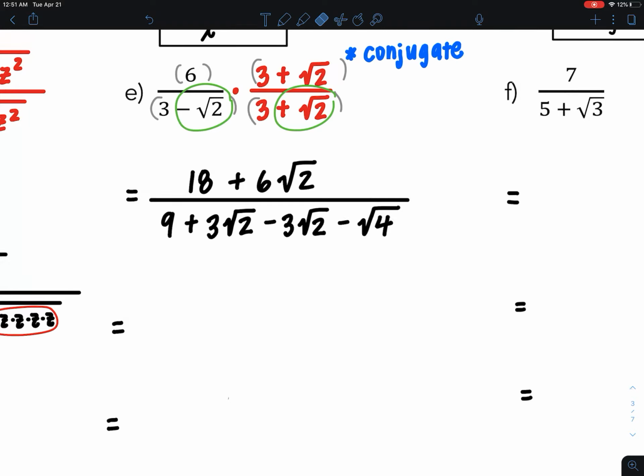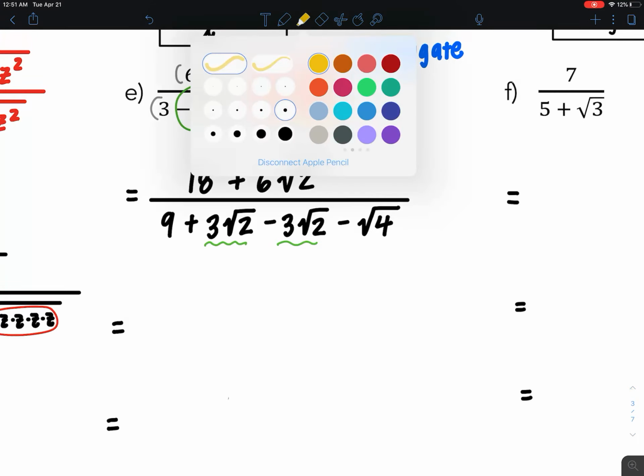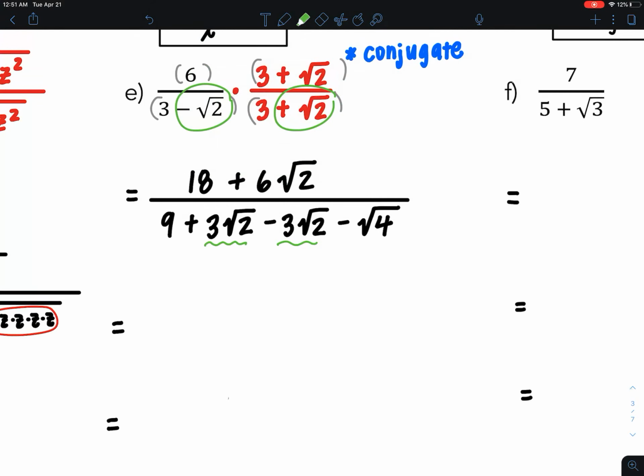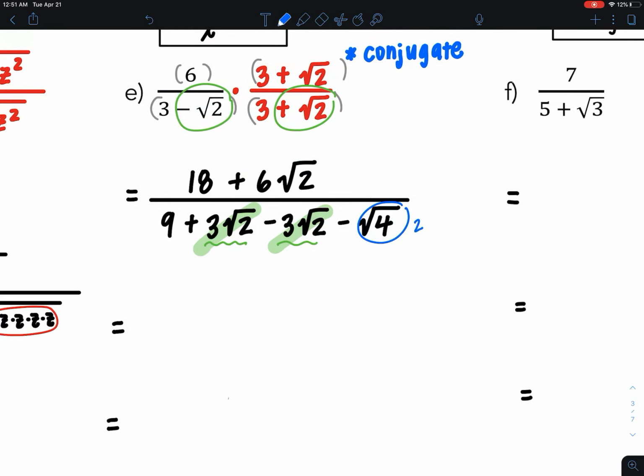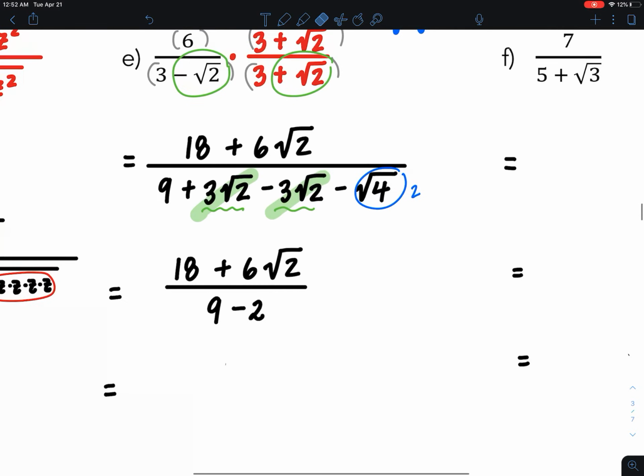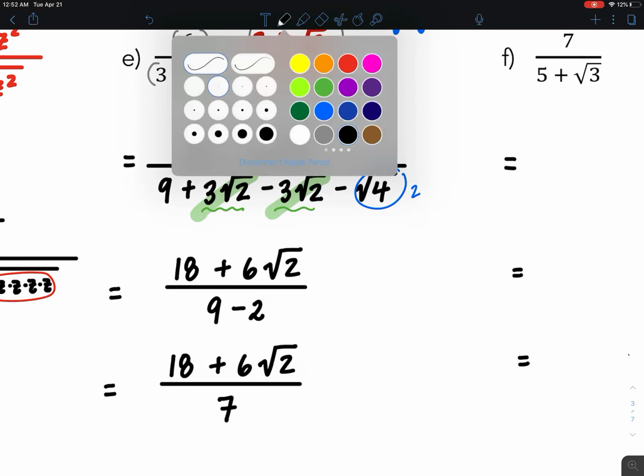From here, you could actually do a little bit of simplification. These 2 terms here cancel completely. So let's go ahead and cancel and cancel. And another thing that we know is that this is the same thing as 2. So just keep that in mind. So in the numerator, we have 18 plus 6 rad 2. In the denominator, 9 minus 2. So all we have to do right now is actually just fix the denominator. 9 minus 2 is 7. This is your final answer.